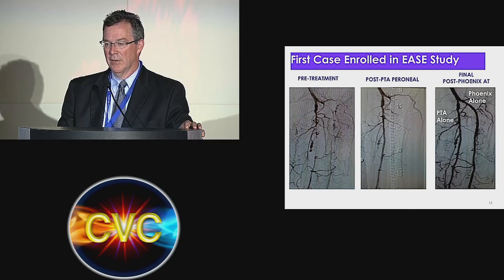This is one of the first cases done in the EASE trial. You can see initially both the anterior tibial and peroneal trunks being totally occluded. The peroneal was treated with balloon angioplasty alone, and then Phoenix was used to treat the anterior tibial as a standalone device, and again, very nice results.